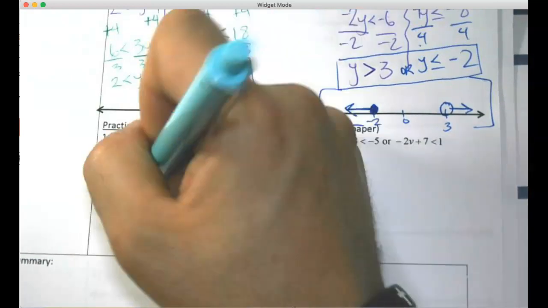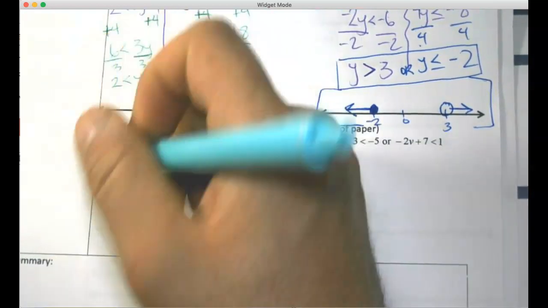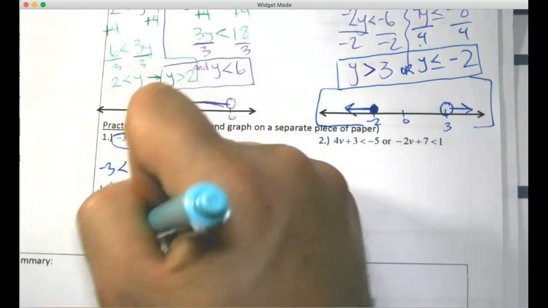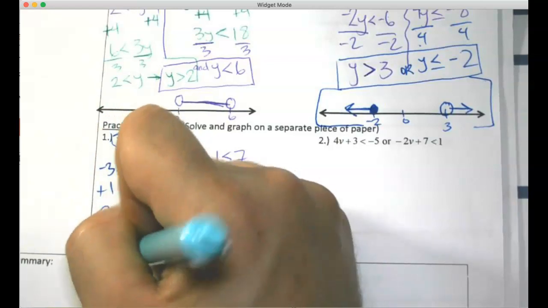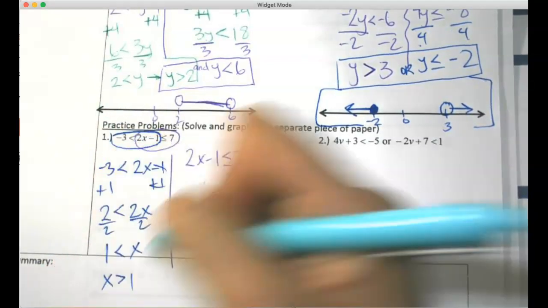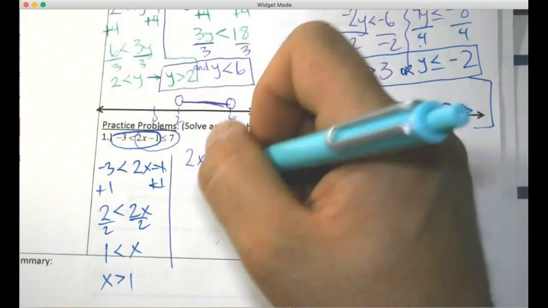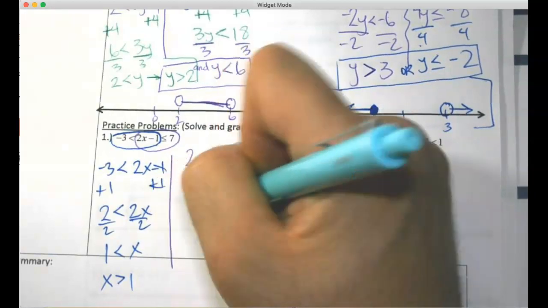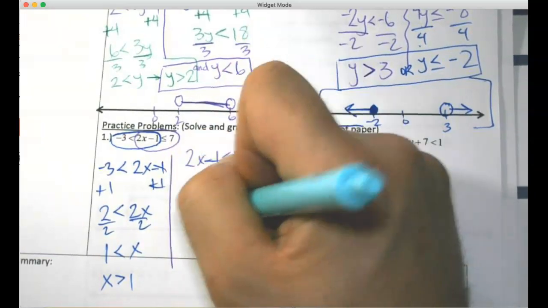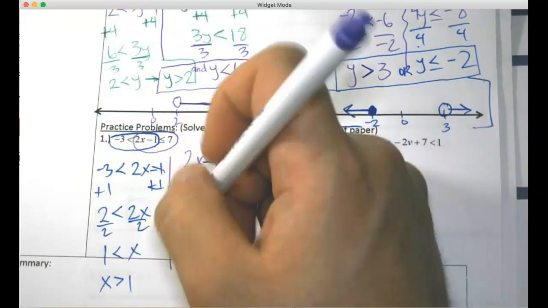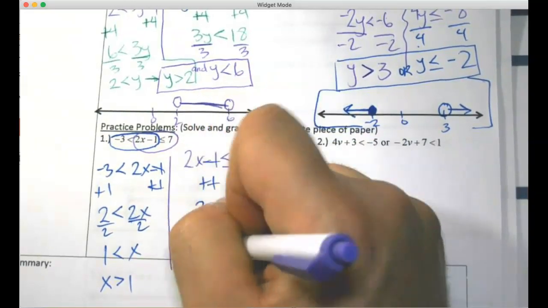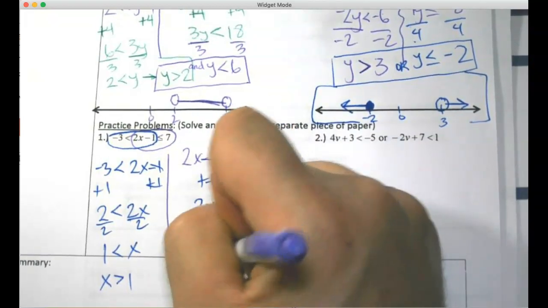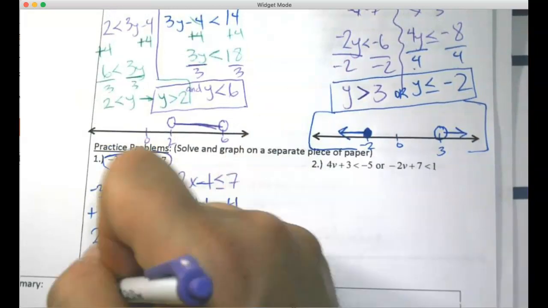Now I'm going to solve these. Same steps for solving. Add 1. Negative 3 plus 1 is 2. Bring that down. Divide by 2, and you have 1 is less than x, which is aka x is greater than 1. On this one, it's the same steps. I'm still going to add 1 and divide by 2, but I will not get the same final result. So add 1. 7 plus 1 is 8. Next step, I'm going to divide by 2. And again, no symbol flipping on this one. 8 divided by 2 is 4. We're dividing by positive numbers, so no symbol flipping. We're dividing by a positive 2.